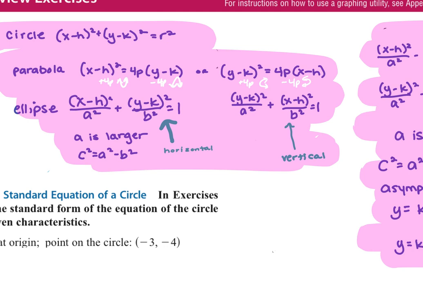Then you had your ellipses. Again, there are 2 different types of ellipses. Horizontal would be wider than it is tall, and that's when the x gets the larger denominator. So (x − h)²/a² + (y − k)²/b² = 1. a has to be larger, and c² = a² − b². And then on a vertical ellipse, which is taller than it is wide, it's (y − k)²/a² + (x − h)²/b² = 1. Order there does not matter. What matters is the bigger denominator is under the x for the horizontal and under the y for the vertical.